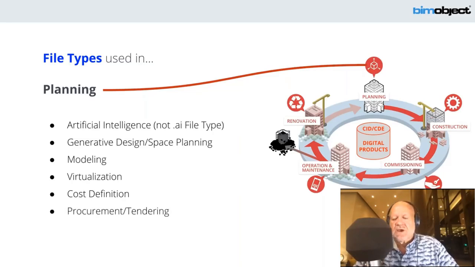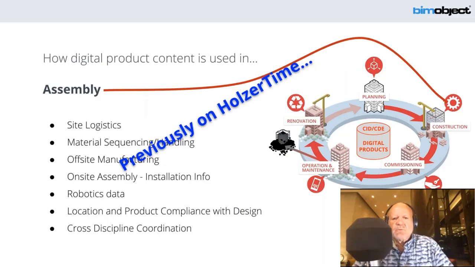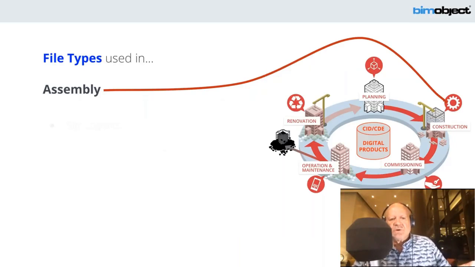Cost definition: how are they extracting out of that building model the data to purchase every piece of product necessary to complete that facility or that renovation. So in the purchasing process. We'll move to assembly. Last week we talked about assembly.